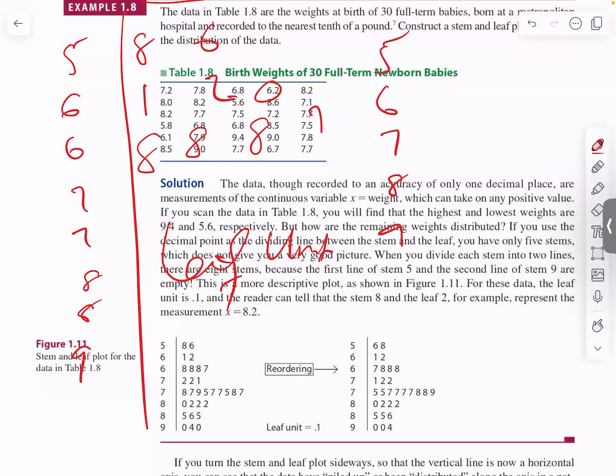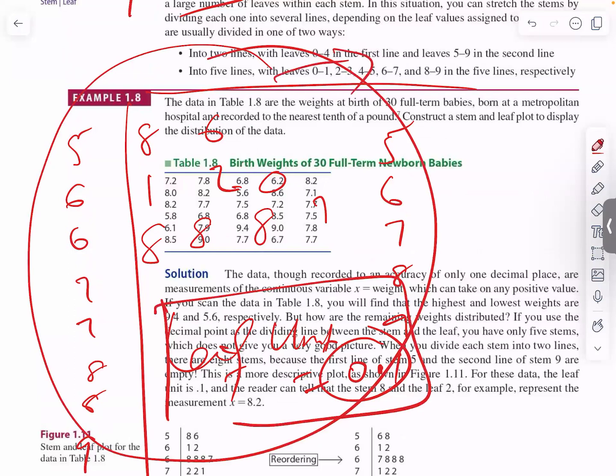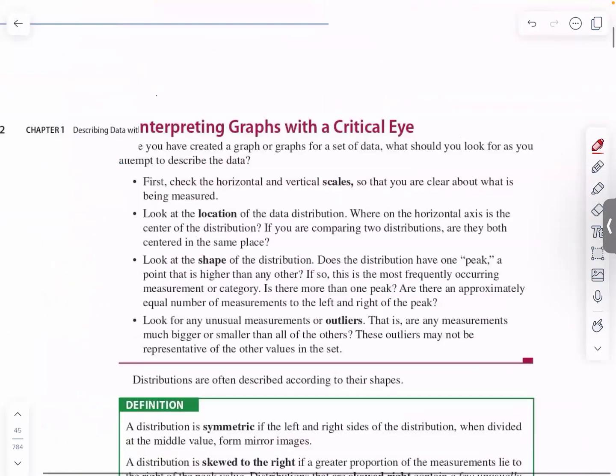Then you have to tell me the leaf unit is actually read as 0.1 because somebody's looking at this. If you don't put the description here, somebody can interpret this as what? 58, and that is not right. So it is 5.8. Okay.